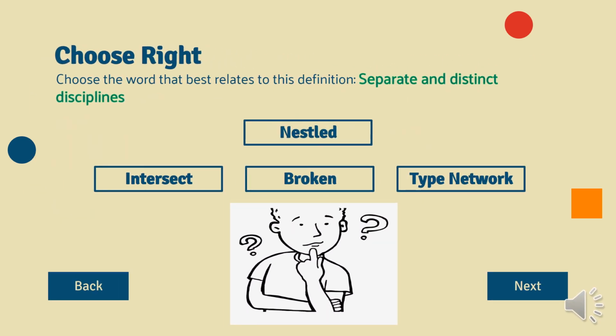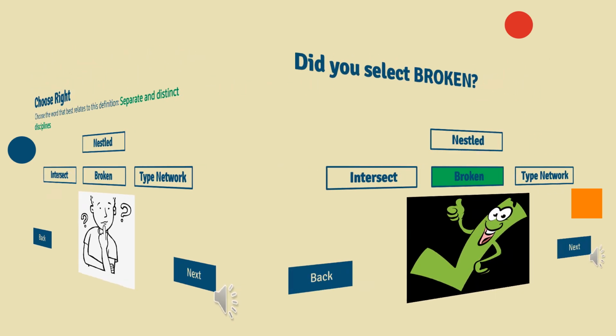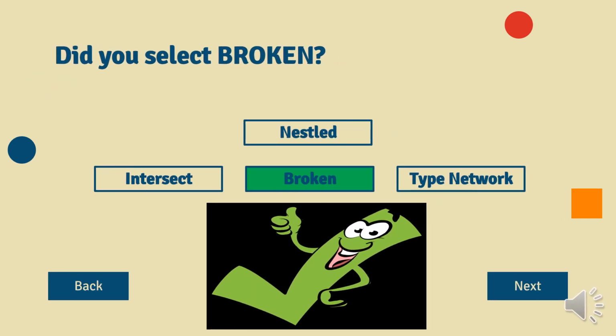Choose the word that best relates to this definition. Separate and distinct disciplines. Do you think it's nestled, intersect, broken, type network? You choose. If you select broken, then that is the correct answer.